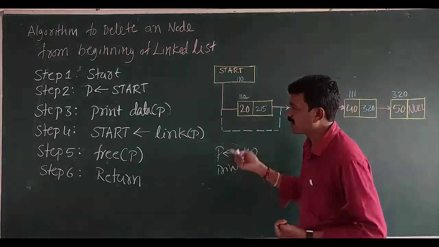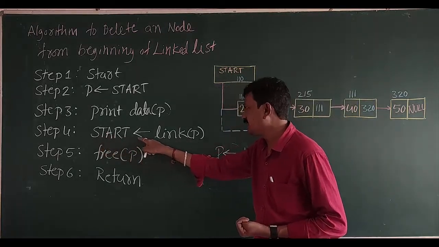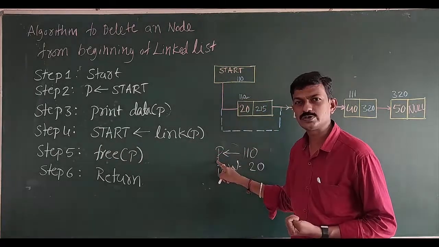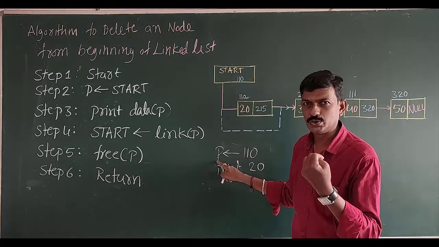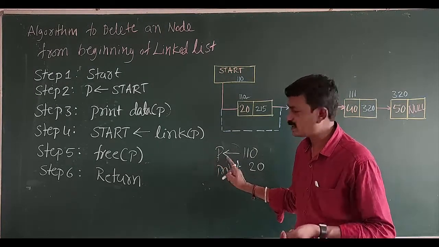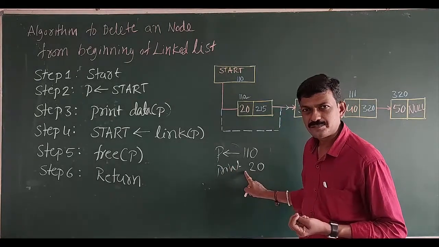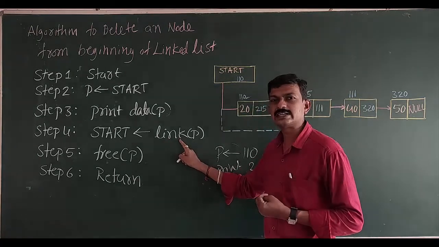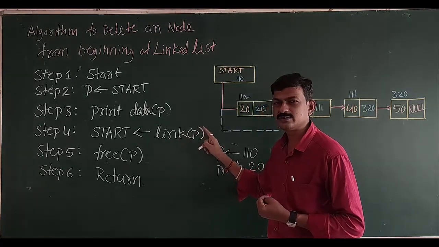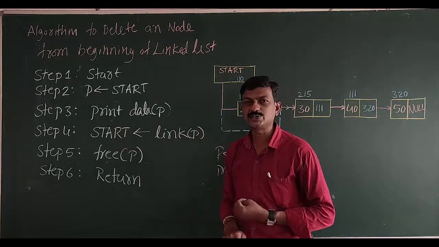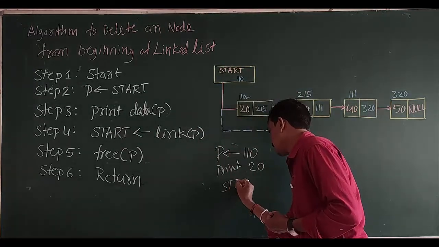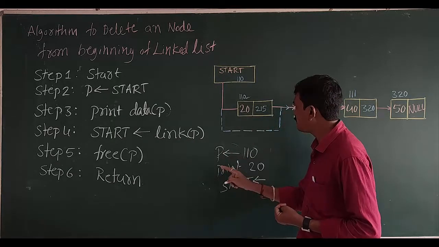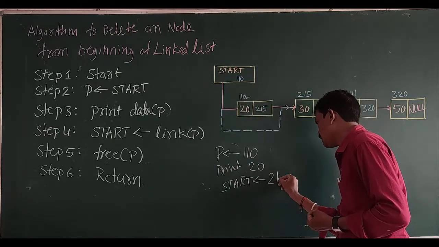I am printing 20. Next step is start equal to link of p. This p holds the address of a node. I already told you a node contains two parts, data part and link part. I printed the content of that variable. Now what am I doing? I am assigning the link part of that variable to the start pointer. Start equal to link of p. Link of p is 215.